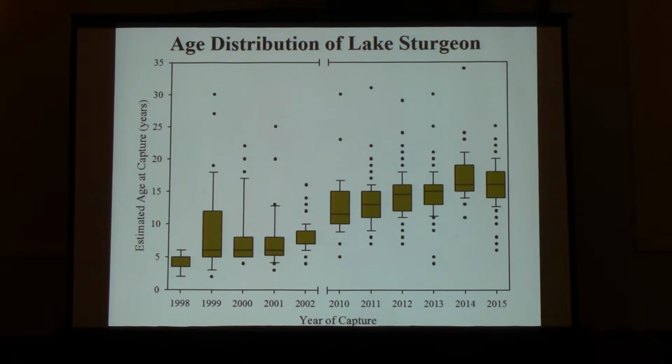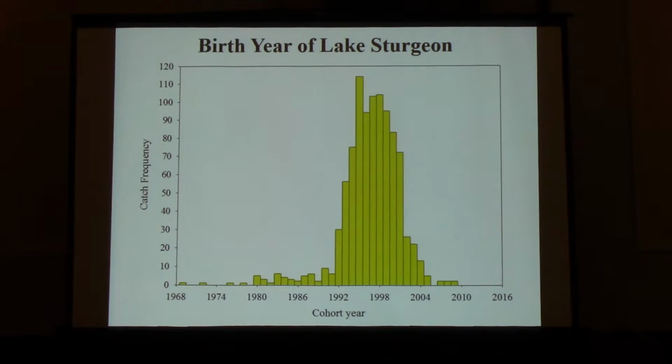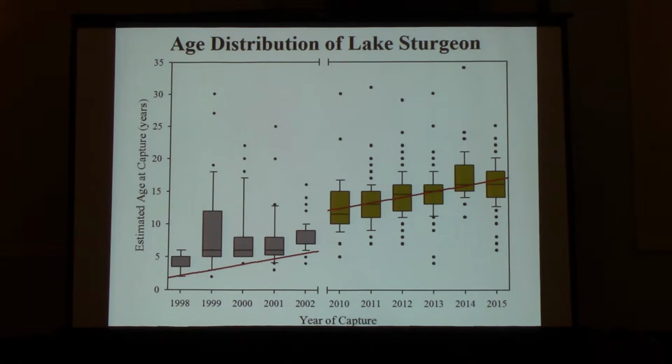The variability hasn't really changed. The range seems pretty similar. We don't catch that many young fish over here. They caught several young fish. And so that was something that was very interesting to us. We actually went ahead and fit a regression to that data, and it was significant.